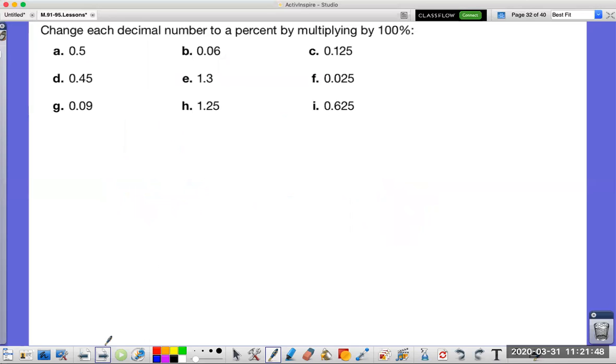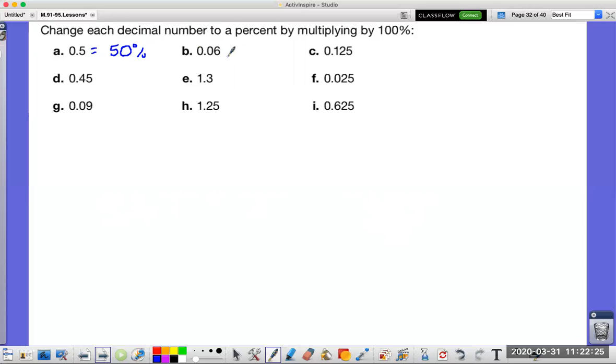All right, let's try some of these. We're going to change 5/10, which is a decimal number, to a percent by multiplying by 100%. So answer that now. What is 5/10 as a percent? Here it is. I need to put 5, and then I need to move the decimal from this position 2 places to the right. So as a decimal, that to a percent would be 50%.